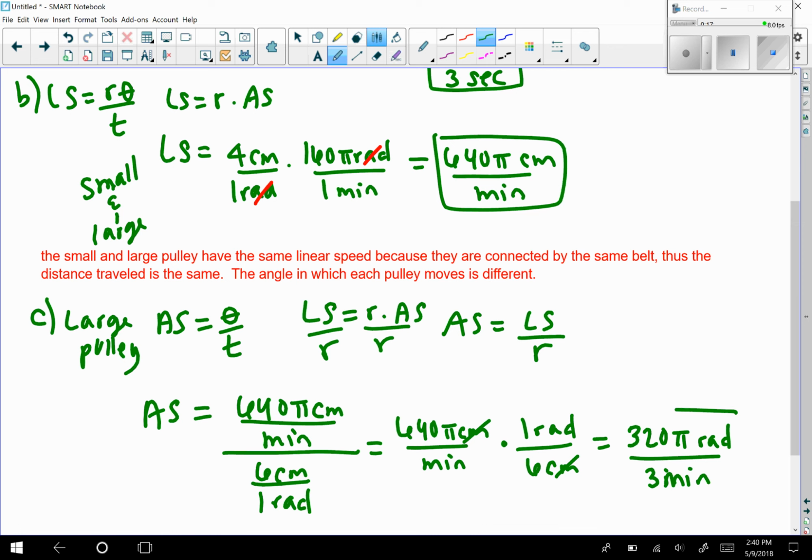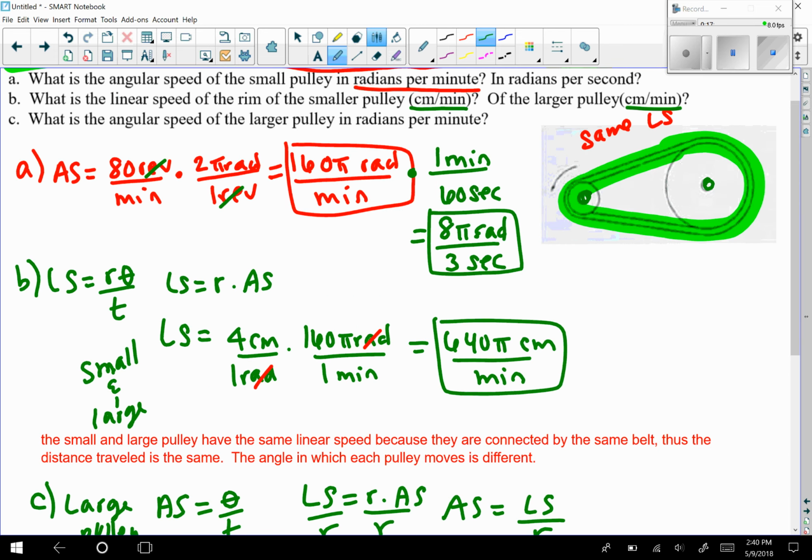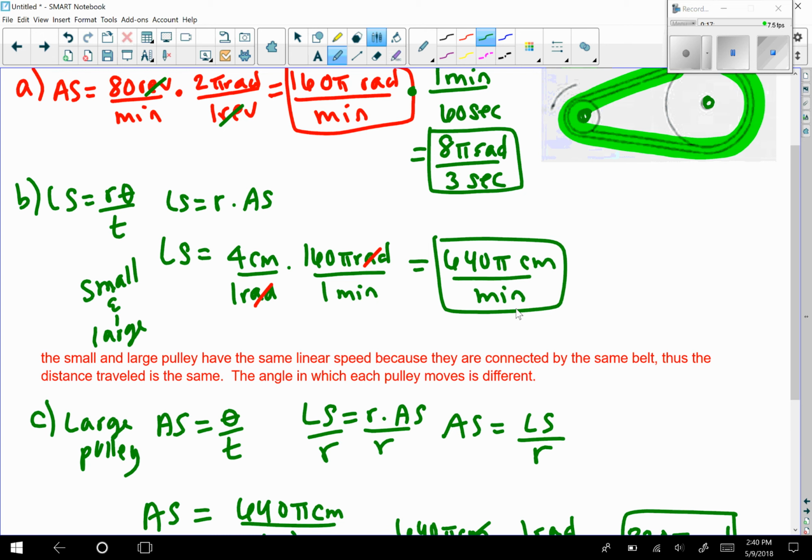And that is my angular speed of the large pulley. So now we've found the angular speed of the small pulley, the large pulley, and of course the linear speed, which was connected by the belt for both of them.